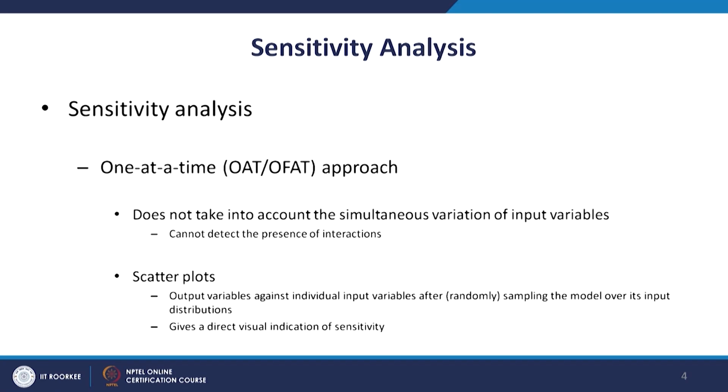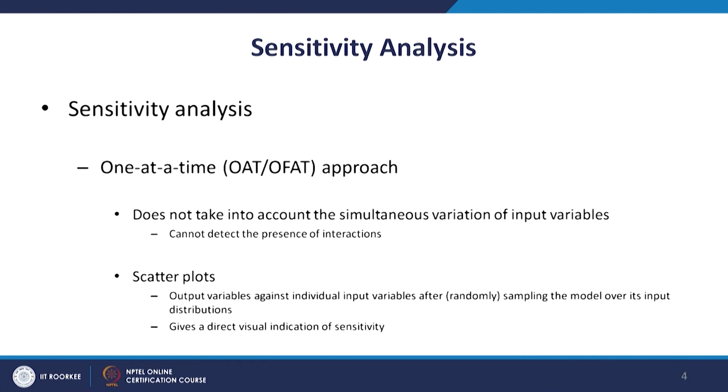Under this approach we typically use scatter plots to analyze the results of sensitivity analysis. Once we have done our sensitivity analysis modeling, we can use scatter plots, because sensitivity analysis is about analyzing the output of the model with respect to changes in the input variables. So, output variables against individual input variables, after randomly sampling the model over its input distribution. After obtaining that, we create these scatter plots, and what we get in this scatter plot is a direct visual indication of sensitivity.